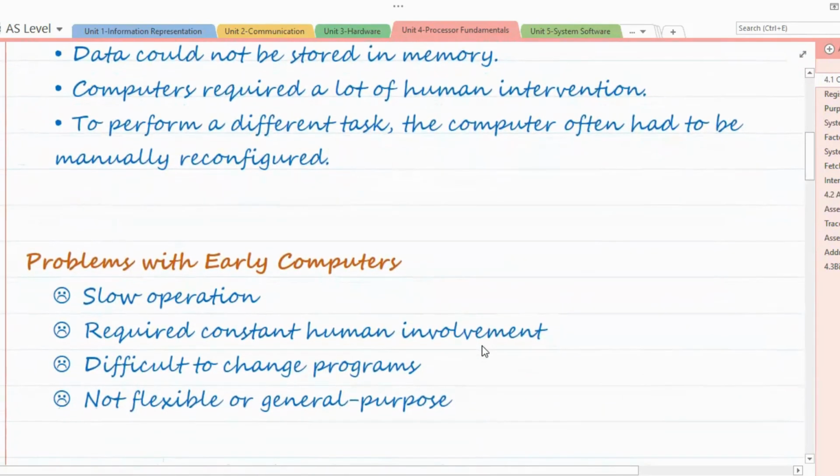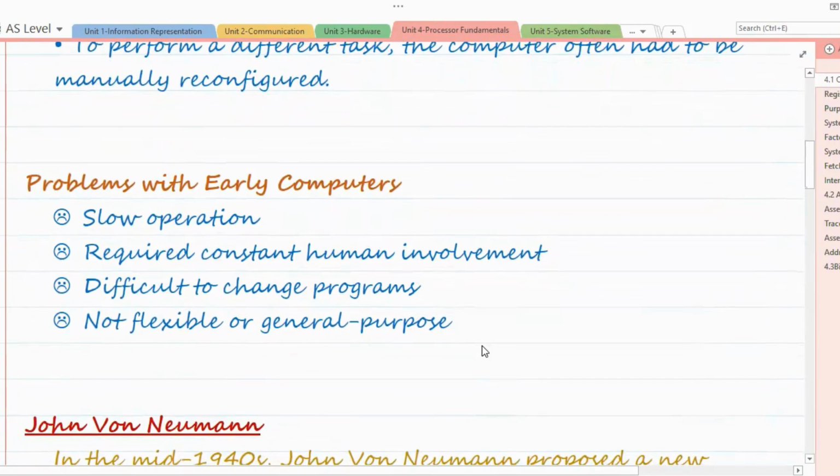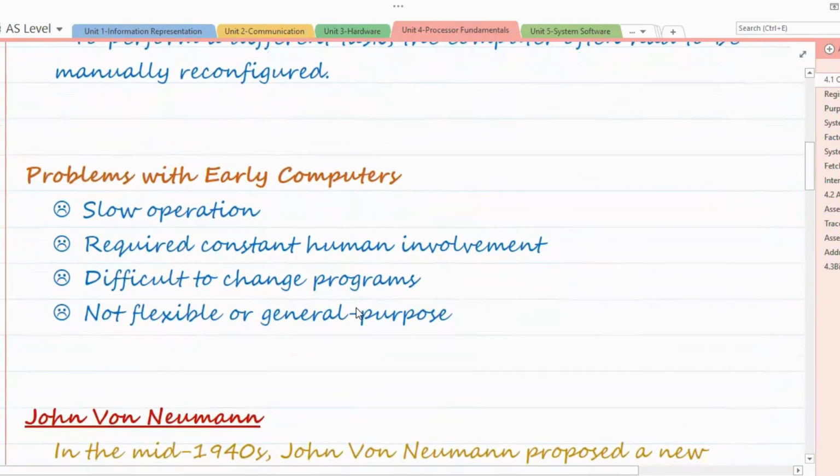And what were the problems with early computers because of these features? They were very slow in operation, and they required constant human intervention. Of course, because of all this, it was very difficult to change the currently running program. And they were not very flexible for general purpose use. So clearly, a better solution was needed, right?